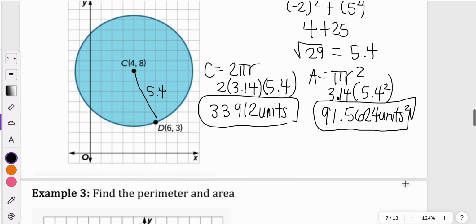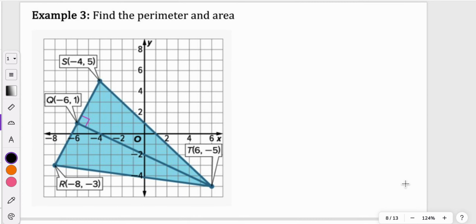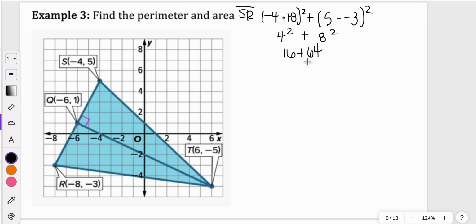Okay, our last one is a triangle, finding perimeter and area again. So just for the sake of time here, we're going to show SR's length. SR, I'm going to go from negative 4 minus negative 8, squaring that, and then 5 minus negative 3 squared. Negative 4 minus negative 8 actually is plus positive, so that's 4 squared, and then 5 plus 3 is 8 squared. So 16 plus 64, which is about 80. So the square root of 80 is going to be about 8.9. So from S to R, I'm going to write 8.9 here.